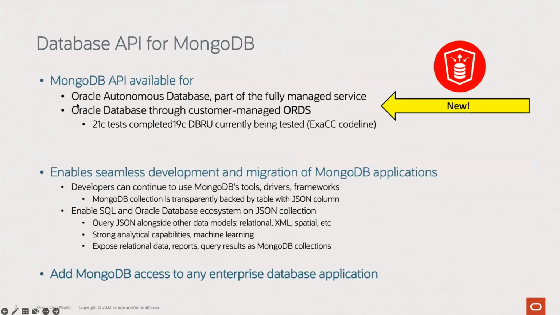But today, it's also possible to download the latest version of ORDS, Oracle REST Data Services. And this now contains the database API for MongoDB. So this is now a customer-managed ORDS, which allows you to connect MongoDB drivers, tools, programs, and then work with the Oracle database. And what Loic will demo is that it's available on the 21C release, and we're currently testing the 19C code line.